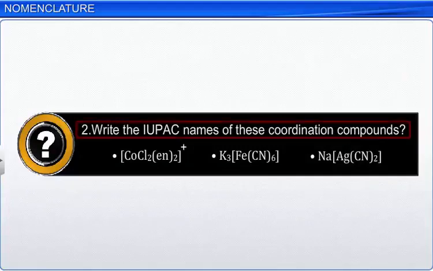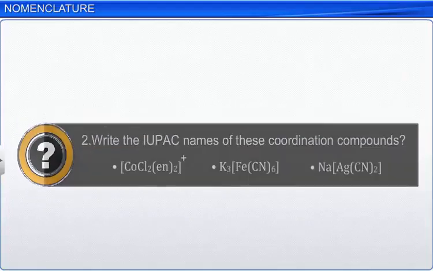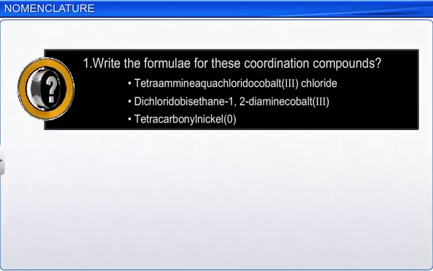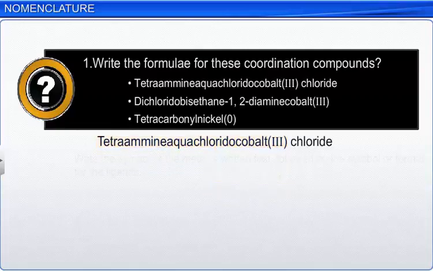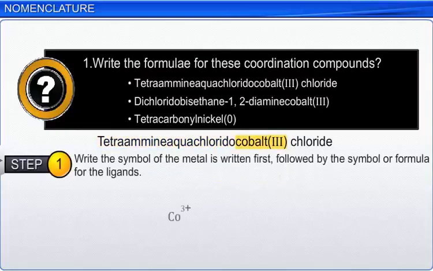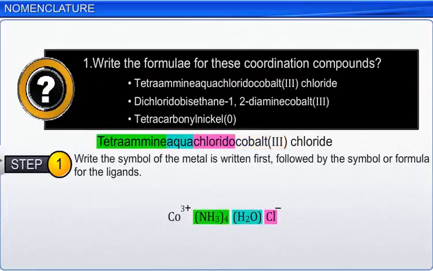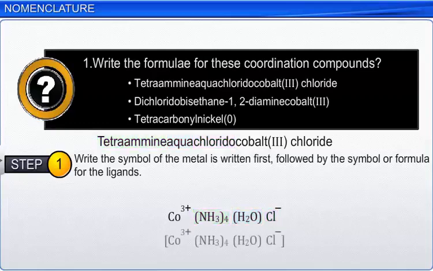Let's write the formula for the first complex. The coordination sphere is the cationic part in this complex. For writing the coordination entity, the symbol of the metal is written first, followed by the symbol or formula for the ligands. Hence, the coordination sphere is written as Co followed by NH3 and H2O ligands in brackets, followed by Cl.